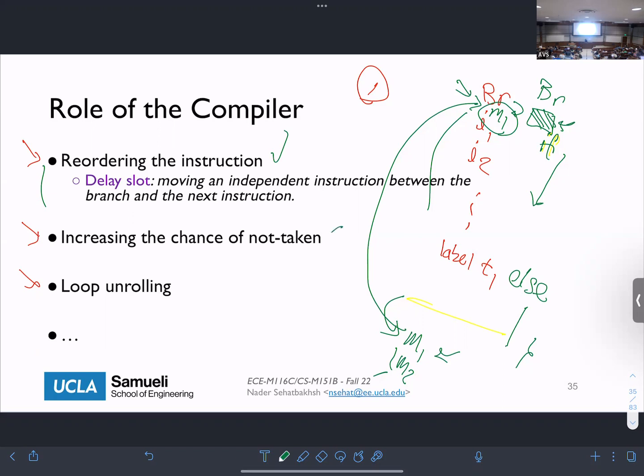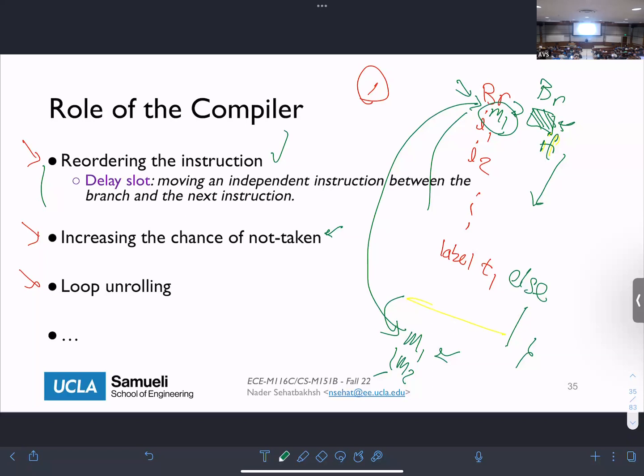Another thing we can do, if we are going with the not taken approach, is have the compiler reorder things for us so that the chance of not taken becomes much higher than the chance of taken. Remember, we said that 70% of the time you're doing taken and 30% of the time you're doing not taken. If the compiler reorders the if-then-else's, we can actually do the opposite, so we do not taken more often.